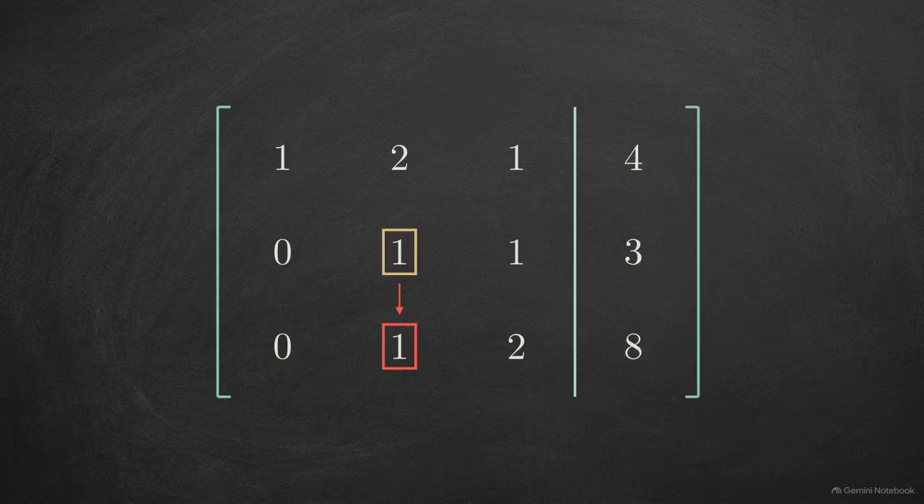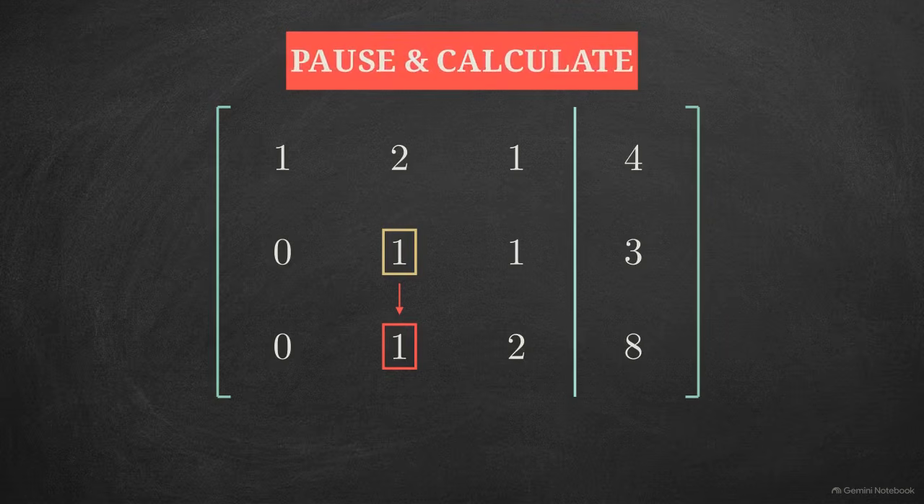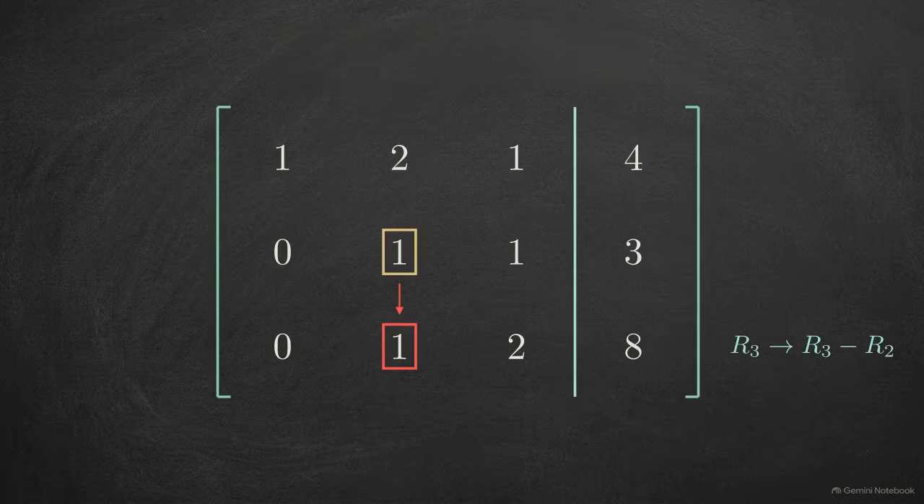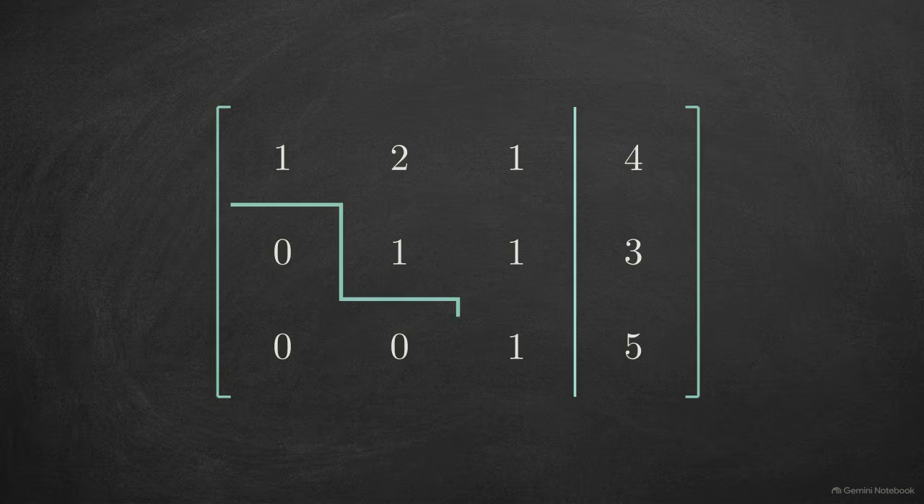We need to zero out the second column of the third row. Pause the video and determine the exact arithmetic step required. To clear that position, we subtract row 2 from row 3. This completes our required operations, securing a clean staircase of zeros below the diagonal.